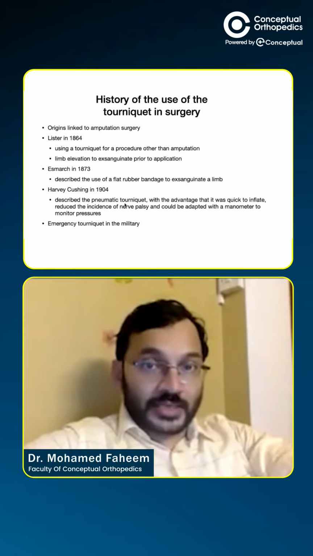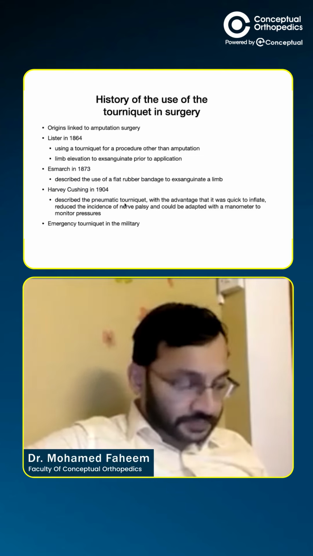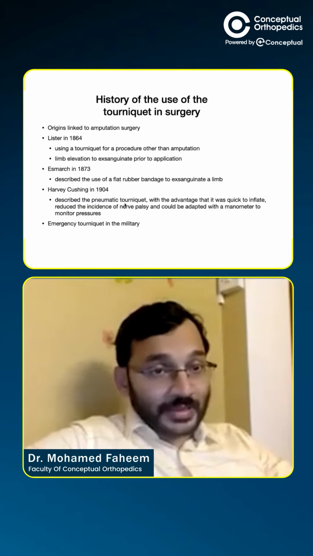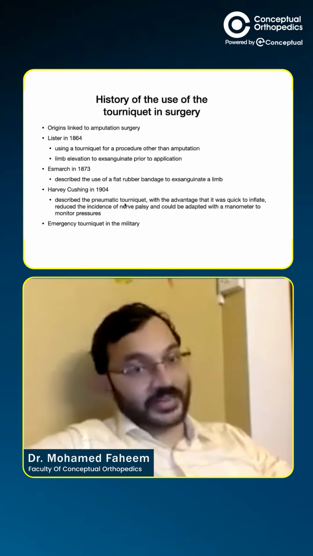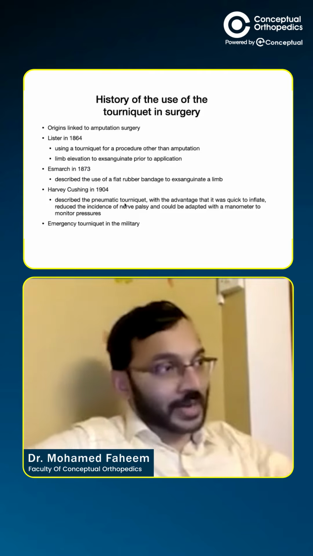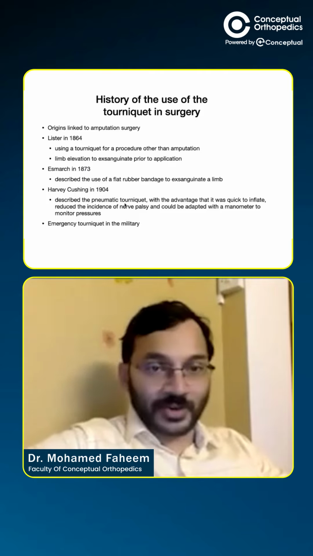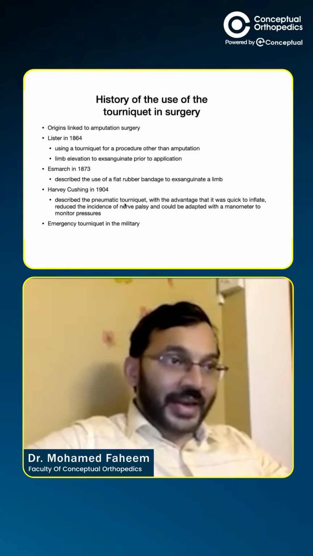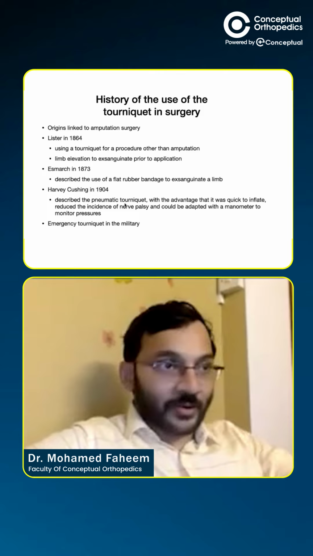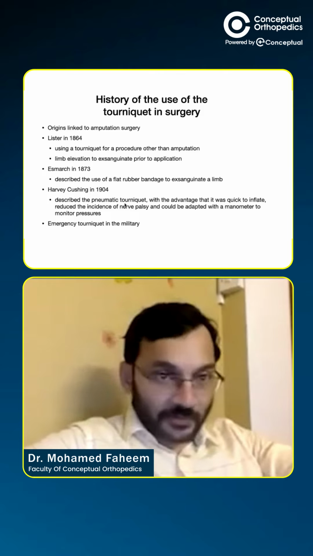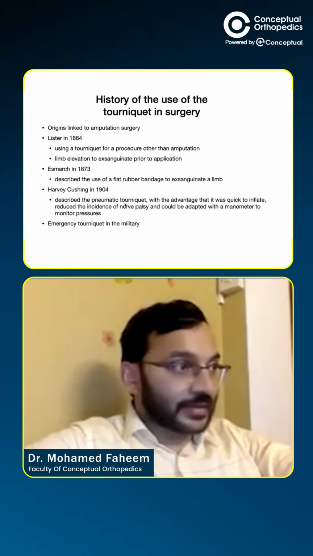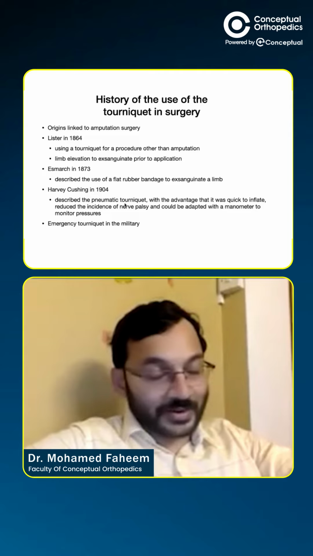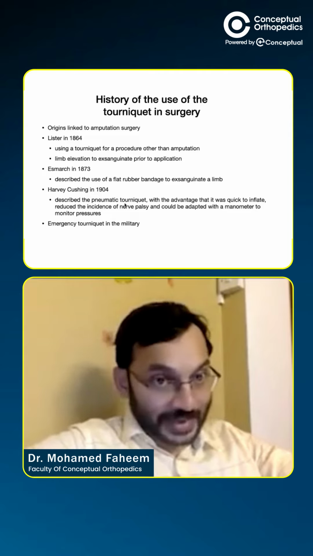Now, coming to the history of the use of tourniquet surgery. As you know, the origins are linked to amputation surgery, where basically you tie one tight cloth above the level of amputation and one tight cloth below the level of amputation, chop the limb in between, and you have a bloodless field where then you can hold the artery and nerves and ligate them off.